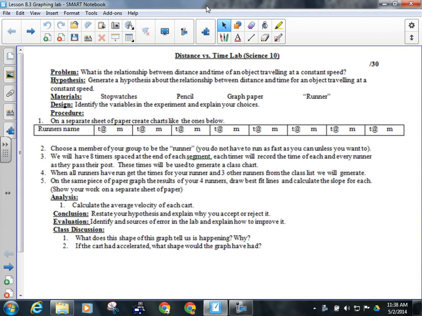We're going to mark their positions every 5 seconds. So we're determining the time interval at which the results are going to be recorded. And obviously the longer we let these things roll, the farther they're going to go. Everybody agree? So when we're talking about this lab, which of those two things is the manipulated variable, time or distance?